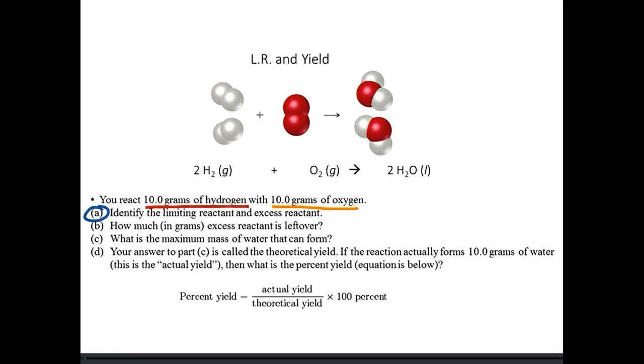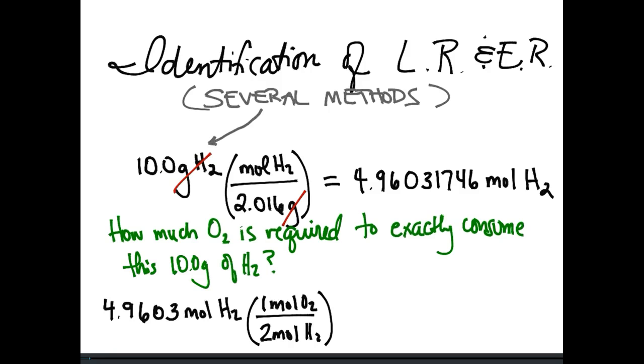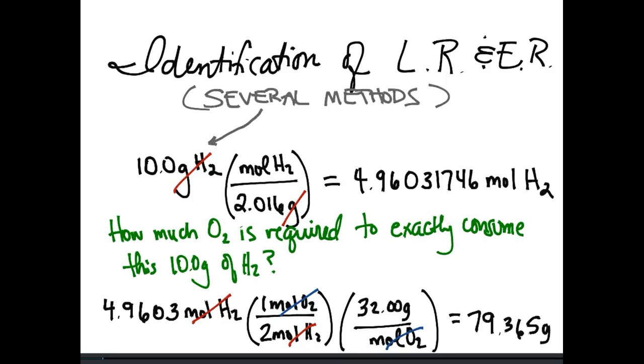So if we do that, we're going to take the moles of hydrogen that we got, we're going to look at the stoichiometry and see that it's 1 mole of oxygen is required for every 2 moles of hydrogen. This is going to convert our moles of hydrogen into moles of oxygen, so we divide by 2, and then we're going to multiply by the mass of O2 to get 79.365 grams. So that means that if we have 10 grams of hydrogen, we need 79.365 grams of oxygen to exactly consume everything so that there's no reactant left over.